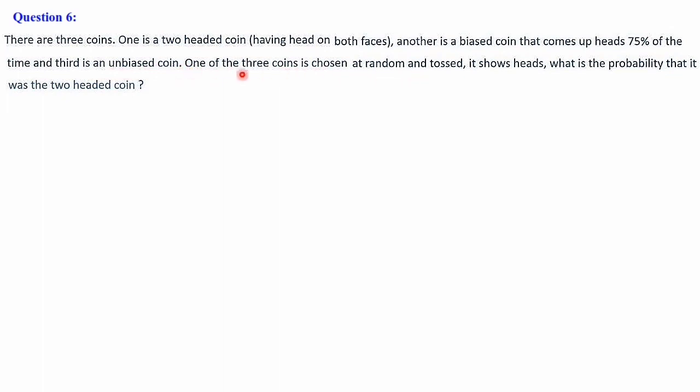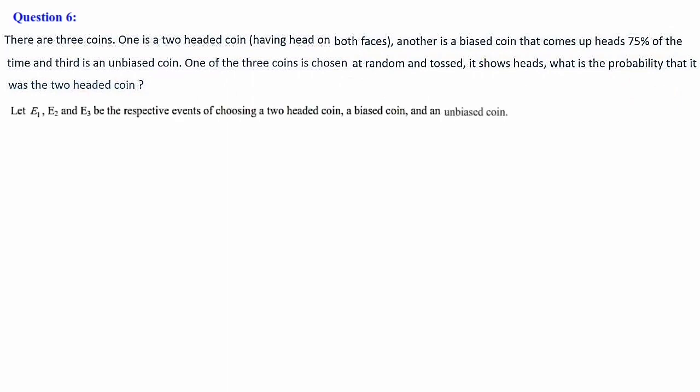So you are choosing one coin and then it is tossed. It shows heads. What is the probability that it was a two-headed coin? So here surely it is a reverse probability question. So let's define E1, E2 and E3. Here there are three coins it is mentioned.